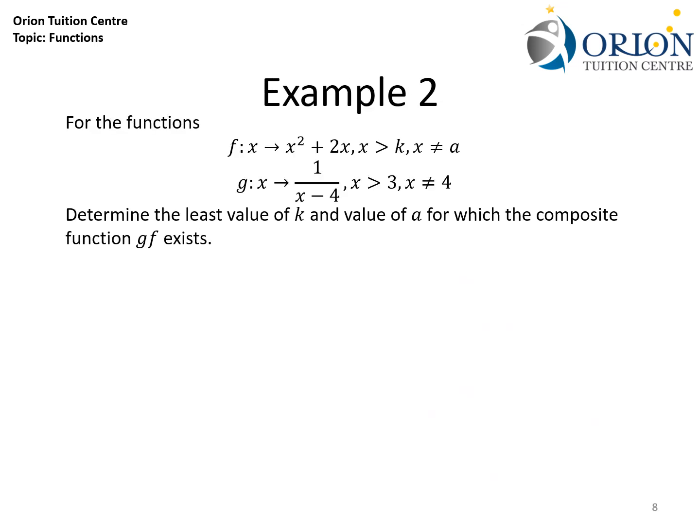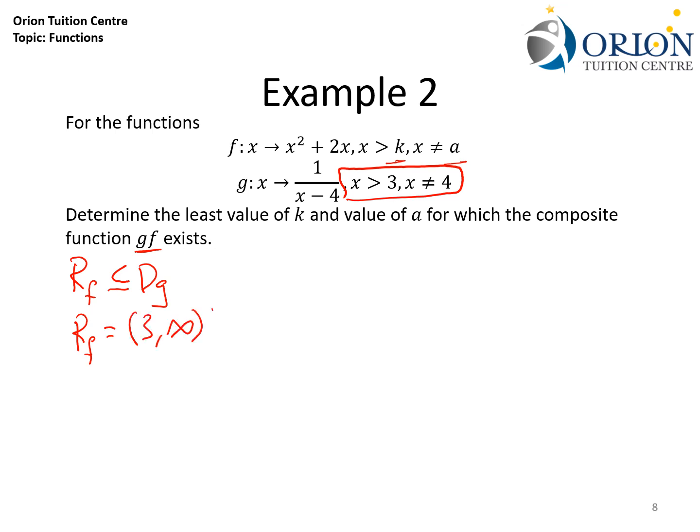In this example, we are asked to find out the value of k and a such that the composite function gf exists. So we know that for composite function gf to exist, the range of f must be a subset of the domain of g, and therefore I can force the range of f to be exactly the same as the domain of g. So range of f is going to be equal to 3 to infinity excluding 4.